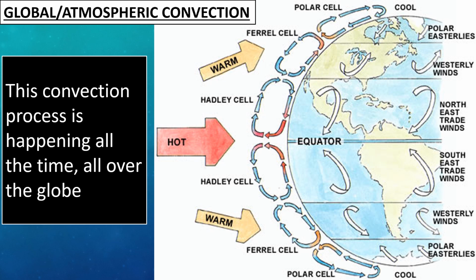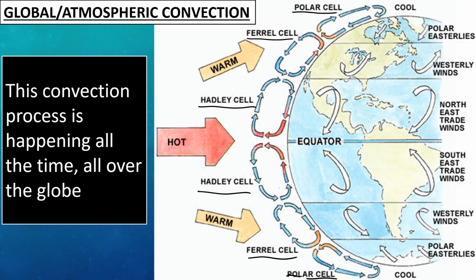So this creates not just convection currents on land, but it's happening all the time all over the globe, creating giant convection cells in the atmosphere. And so up the top, we have the polar cells, the Ferrel cells, followed by the Hadley cells. And this is going to repeat at the bottom. You have Hadley, Ferrel, polar.